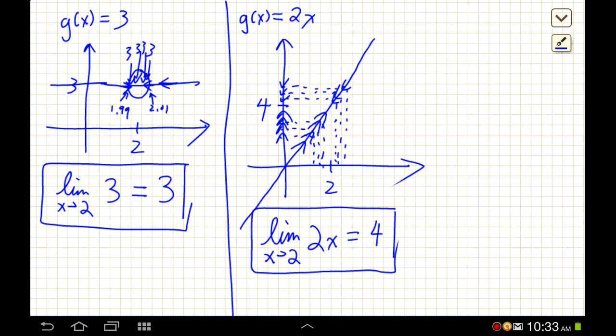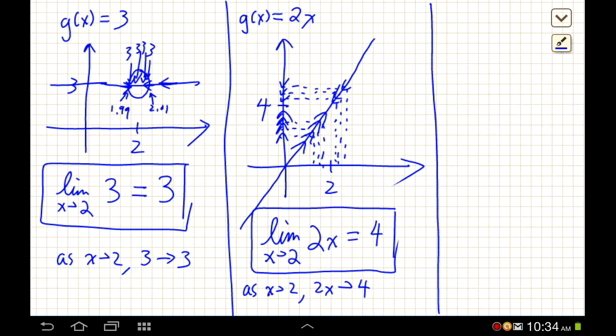For the first case, as x approaches 2, our constant 3 approaches 3. It's a constant, it doesn't change. In our second case, it's not just a constant, it's a linear variation. So as x approaches 2, 2x approaches 4. So we have two of our terms now. Let's now come to the third term, which is the x squared term, and we'll do something very similar. So g of x equals x squared.